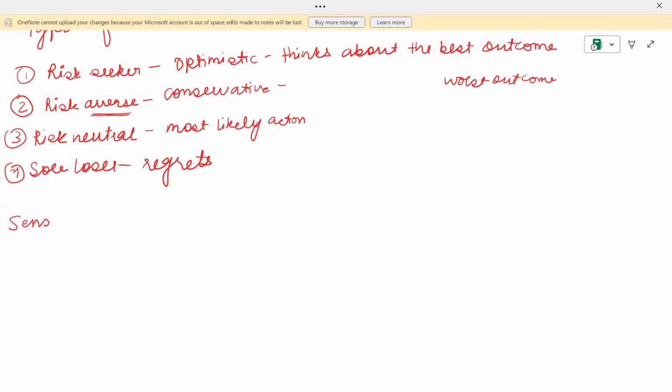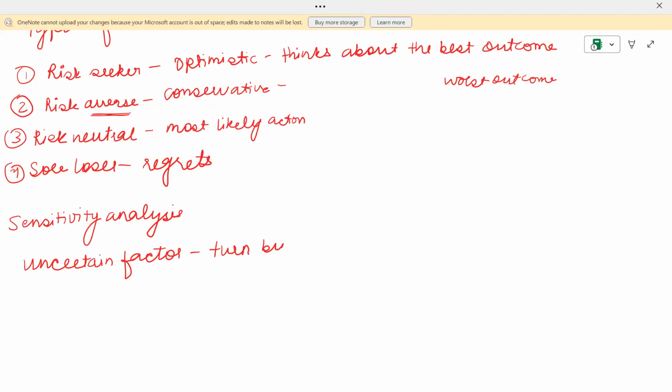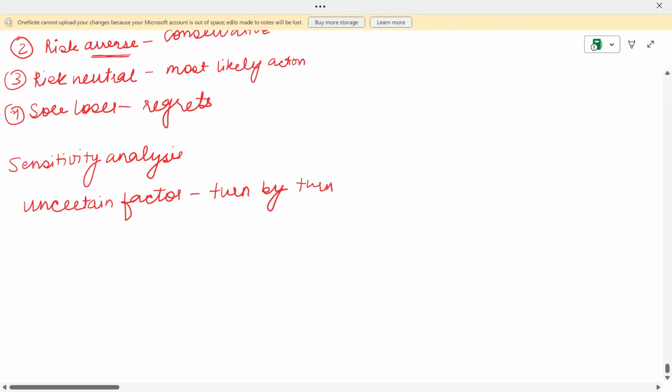Then we come to sensitivity analysis under this syllabus area. Sensitivity analysis basically is a type of analysis where we are taking each uncertain factor turn by turn, and we are calculating what change will there be if that thing is changed. So for example, there are multiple factors, and let's suppose we are calculating how much sales we are going to achieve. If I change the level of demand, then how much is my profit going to increase or decrease? That is what sensitivity analysis will try to evaluate.